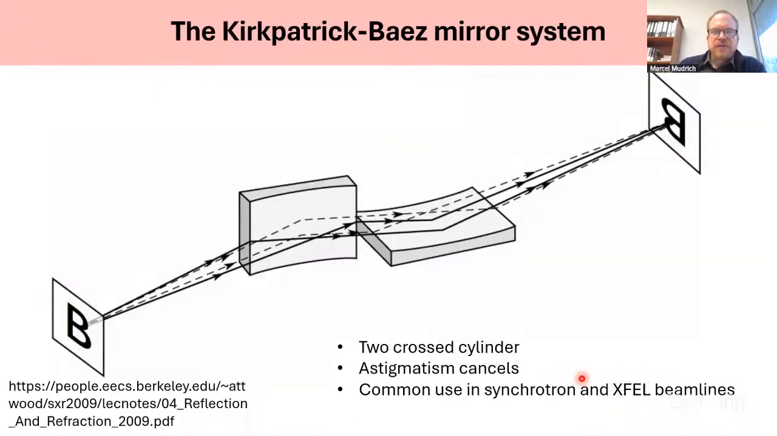And a very convenient way to place mirrors, both to guide the beam in X and Y direction, so left, right, up, down, but also to focus the beam, is this so-called Kirkpatrick-Baez mirror system, KB mirror system, which achieves that and even has the positive property of canceling astigmatism. It's very commonly used at synchrotrons, but also at FEL beamlines.